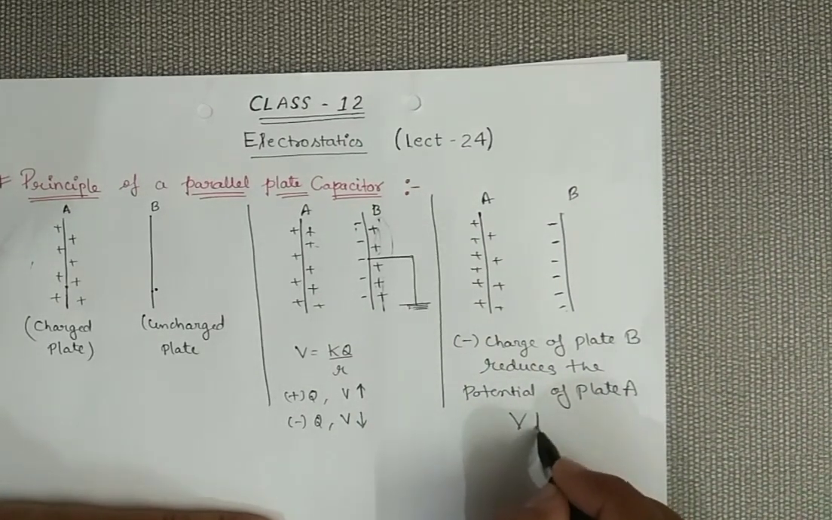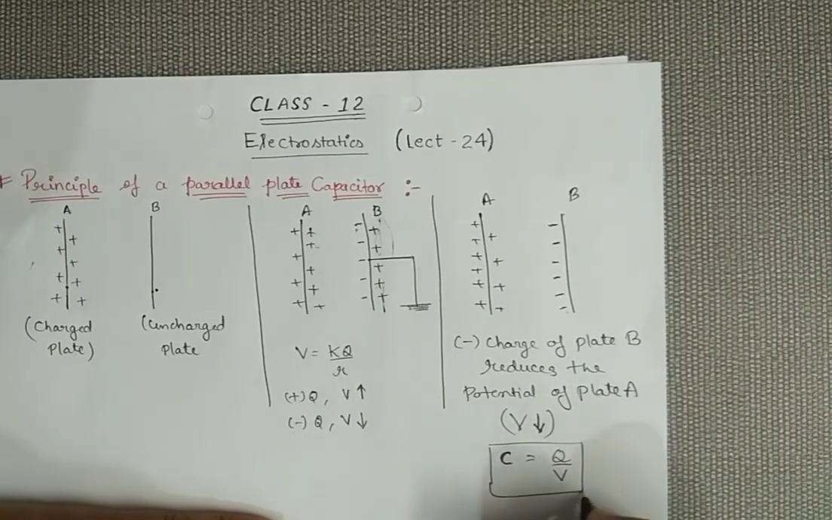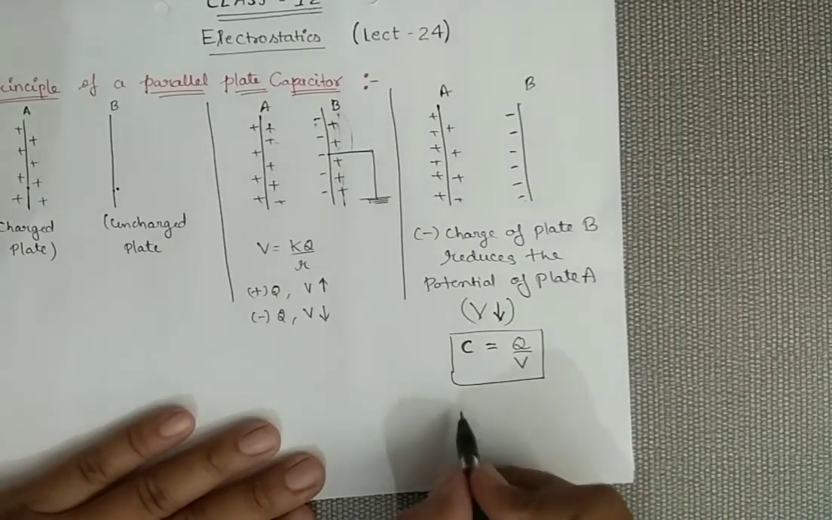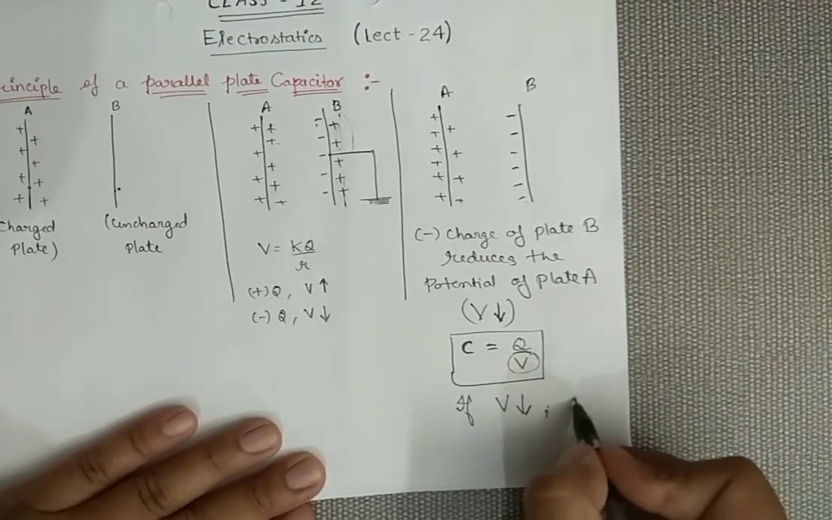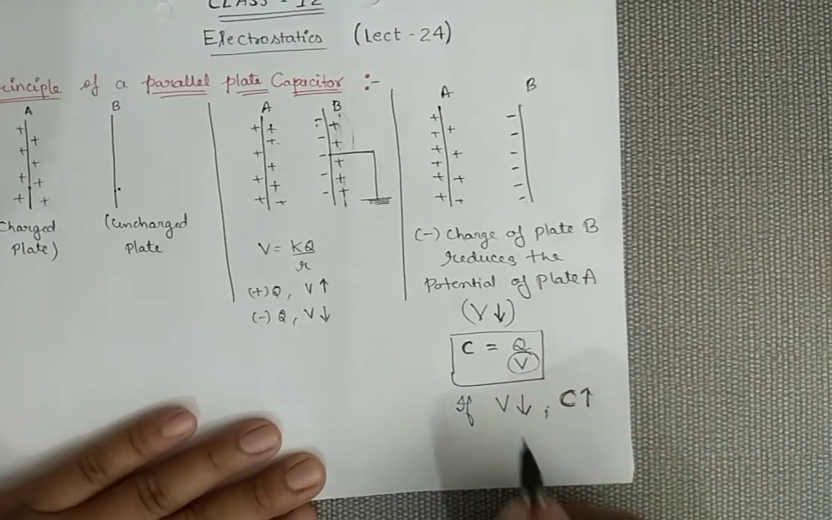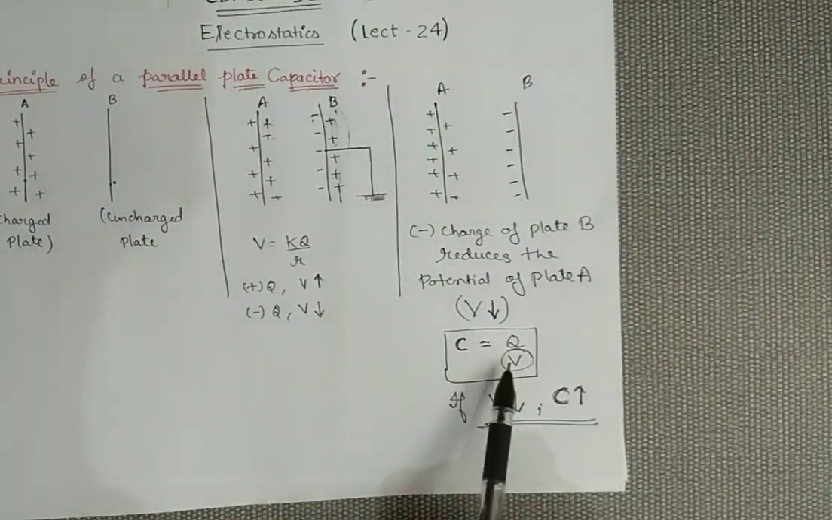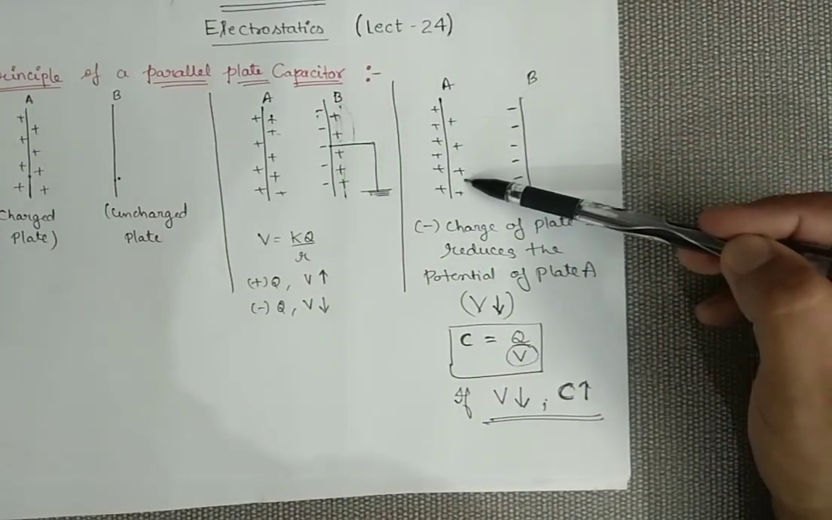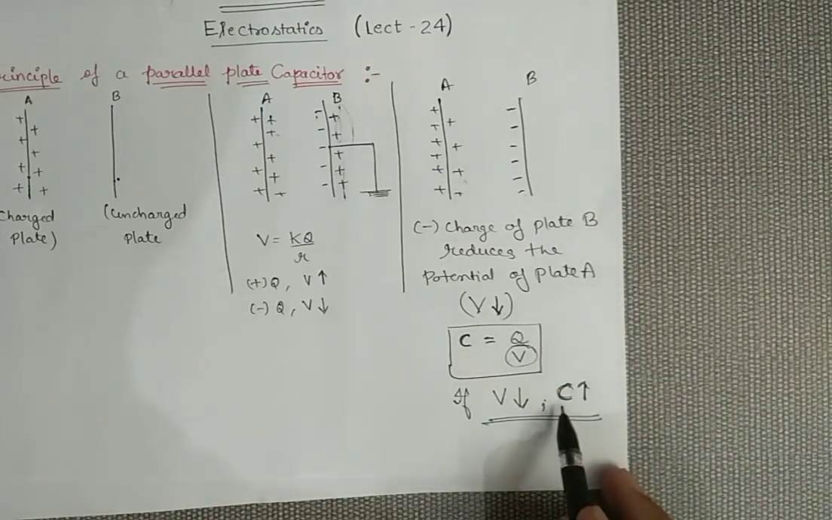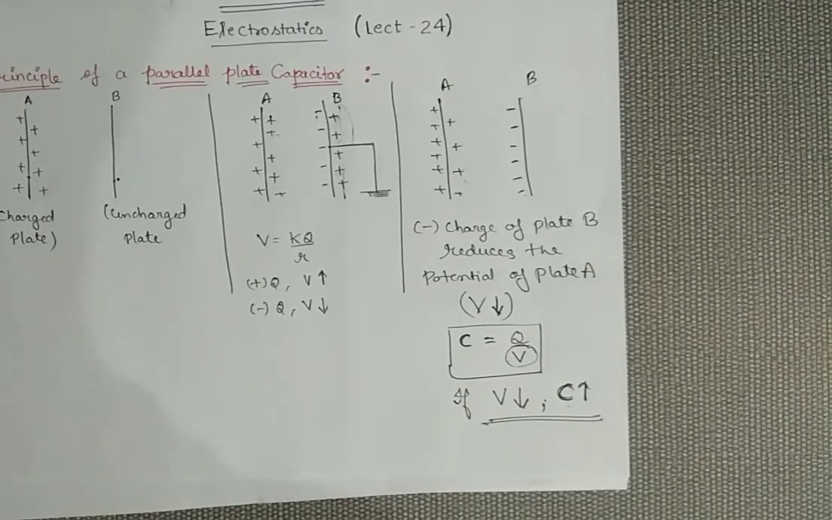Now as the potential reduces, see, if you remember, capacitance C equals Q by V. In my last lecture we discussed capacitance, C equals Q by V. So if you decrease the potential anyhow, which means on decreasing this potential, the value of capacitance increases. So this is the concept we are going to use in this parallel plate capacitor. We decrease the potential. You can see with the help of this negative charge, the potential of plate A decreases, and with the decrease in potential, the capacitance of the plate increases. Such an arrangement is known as a parallel plate capacitor.